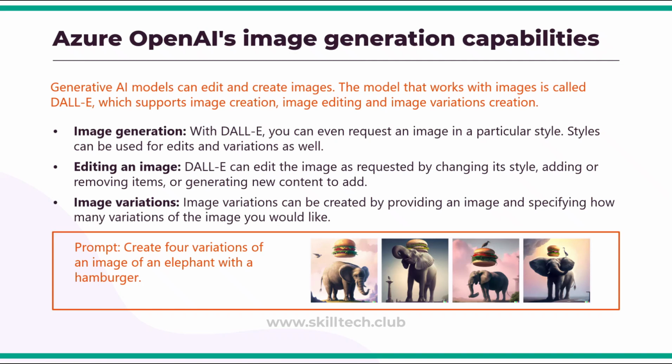Now, based on your imagination, you can generate whichever you want. They are generating an elephant with a hamburger, and we have 4 different images which are generated with this, and each one is unique. Each one is different. Maybe you don't like these 4 variations, you can have some other variations generated with another prompt. You can also specify what particular style, what particular configuration you want. If you want to edit an image, you can also edit the image and customize things.